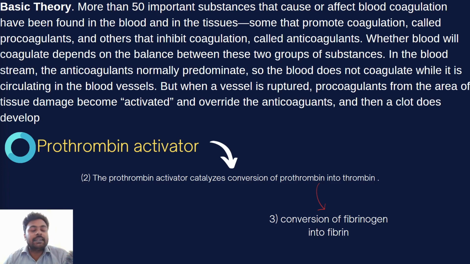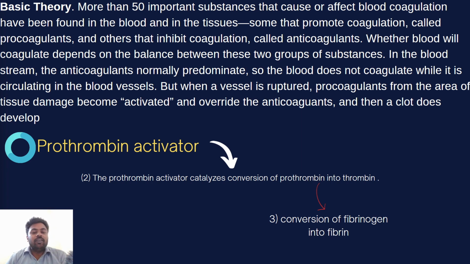So there are generally three mechanisms of blood clotting. The first one is activation of prothrombin activator. The second step is the prothrombin activator catalyzing the conversion of prothrombin into thrombin, and the third step is conversion of fibrinogen into fibrin.